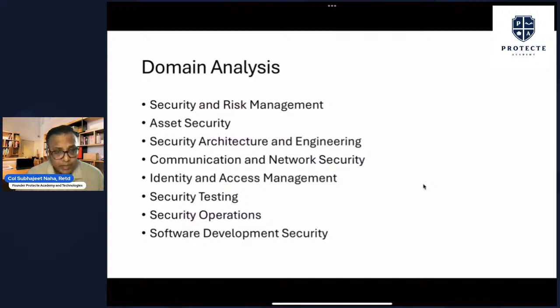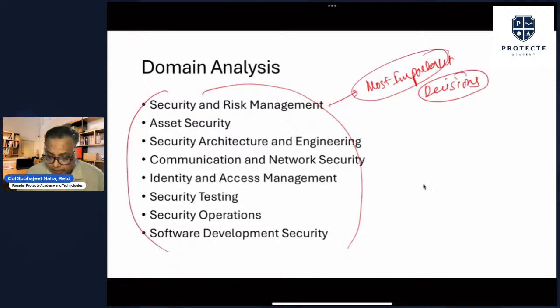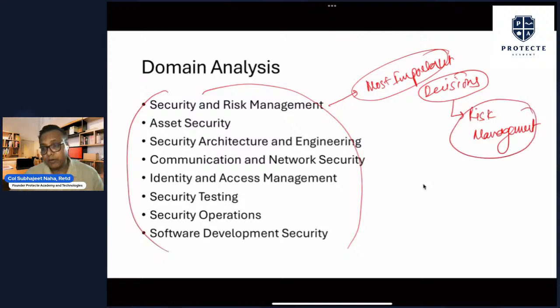Now, the first domain is Security and Risk Management. It's the most important domain. This domain has its shadow over all the other domains. Whenever you take decisions, the most important part of Domain 1 is that they have to be based on Domain 1, that is, based on risk management. You have to take decisions based on risk. Why do you have to take decisions based on risk? Because if you look at the information and cybersecurity space, there are so many threats and so many vulnerabilities. Can you manage all the threats and vulnerabilities at the same time?